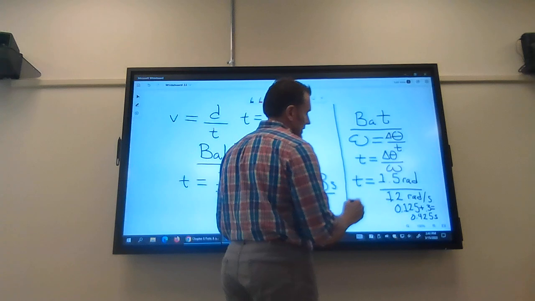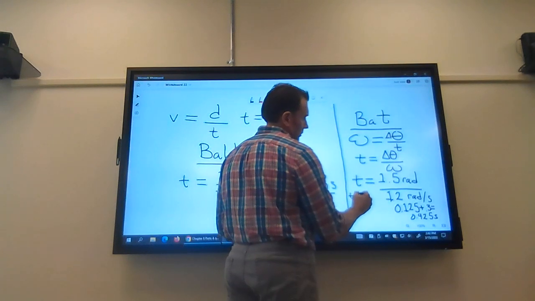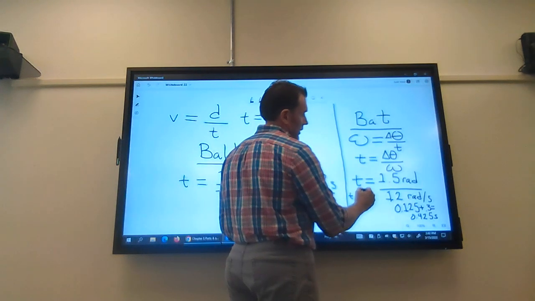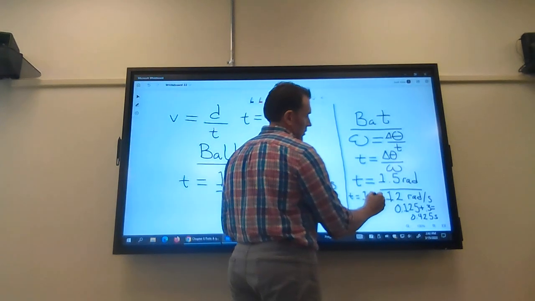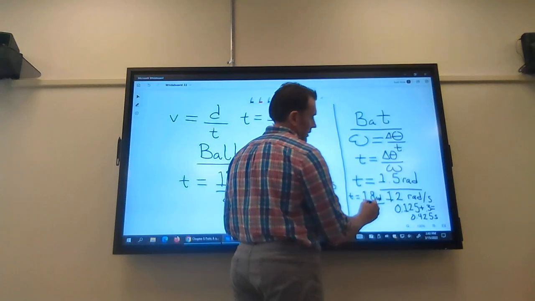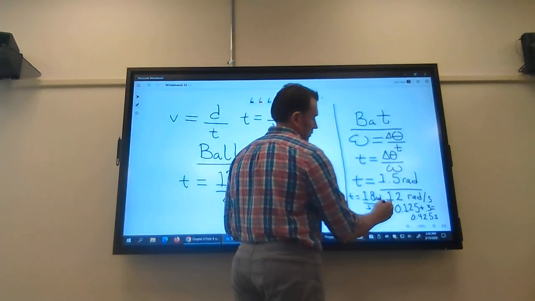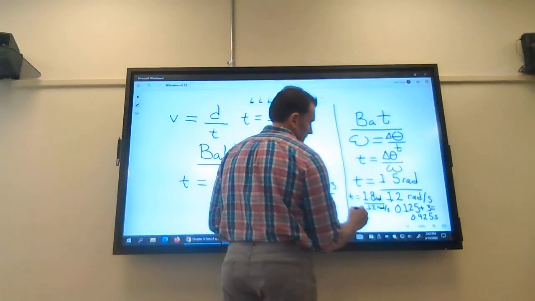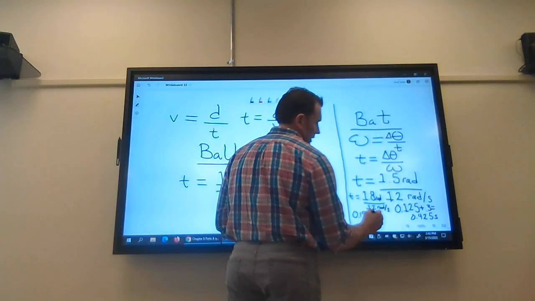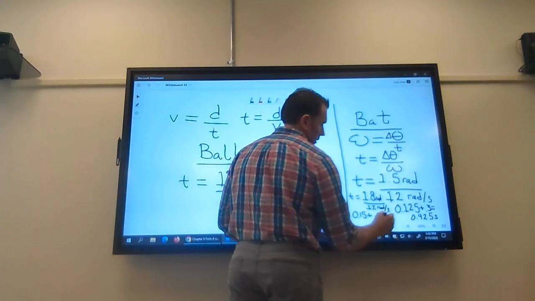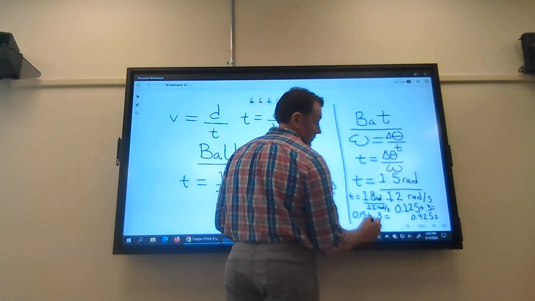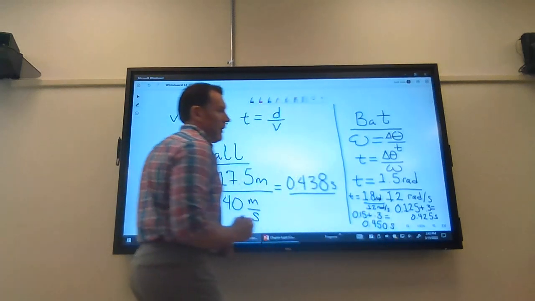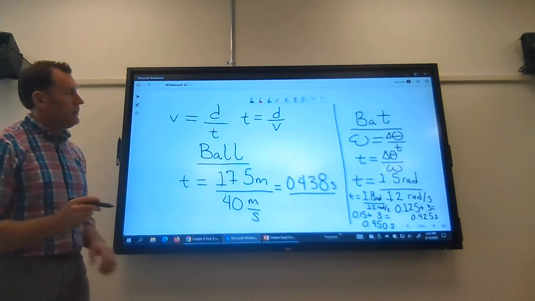Okay, so I'm kind of running out of space here. If I write really small, what's the other angular displacement? To the front of the plate. Yeah, so the front of the plate is 1.8 divided by 12. What do you come up with there? 0.15. Plus the decision time of 0.3, so what's your total? 0.45.